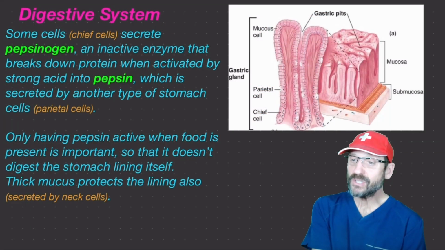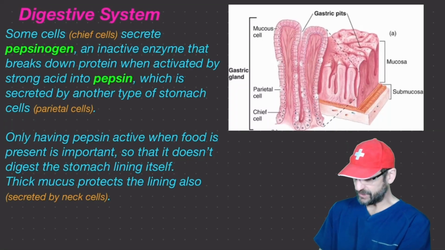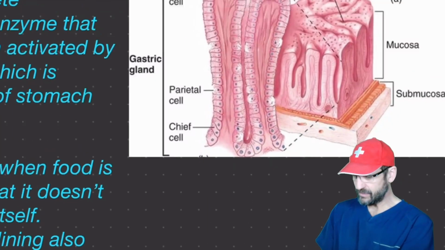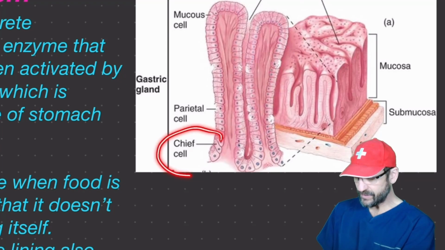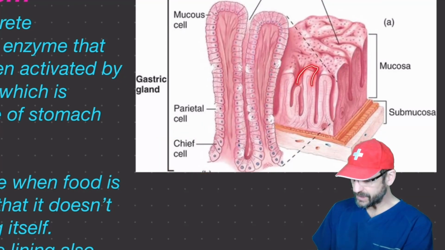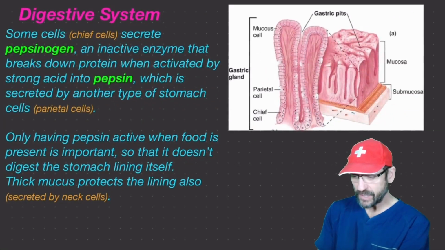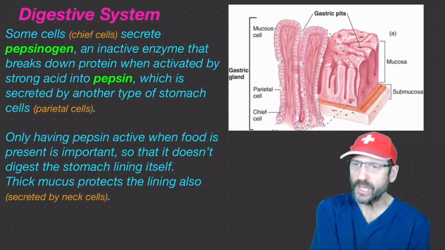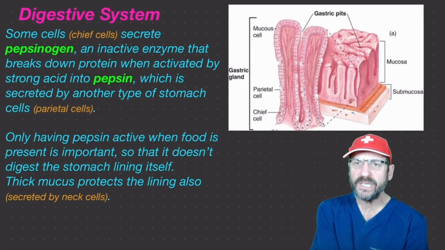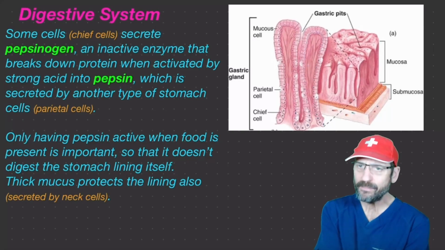When we look at the stomach lining, some cells, the chief cells, secrete pepsinogen, and you see that here in the lining. These are the ones that are deepest. The stomach lining comes with these folds and these deep crypts. In these crypts there are these cells, and the deepest ones are the chief cells. The chief cells secrete pepsinogen, and pepsinogen is an inactive enzyme that breaks down protein when activated by a strong acid into pepsin.